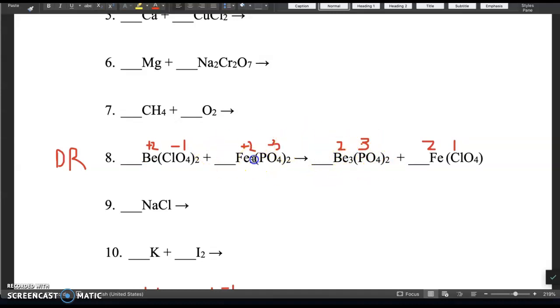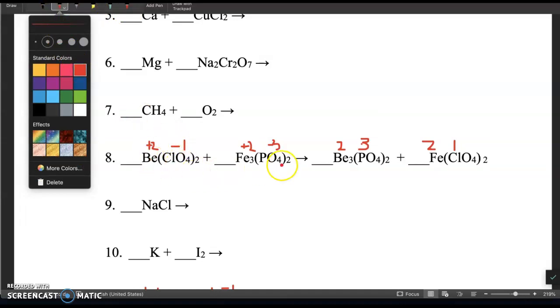Now the iron's charge, which was a 2, is going to end up on the perchlorate, and perchlorate's charge is going to end up on iron, and it's a 1, but I don't write 1s. Okay, so that's given me what my charges are. And now I can go ahead and balance.